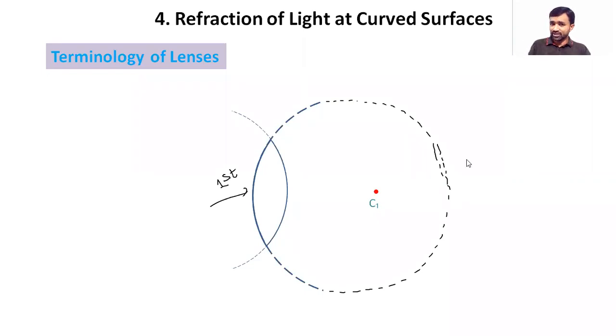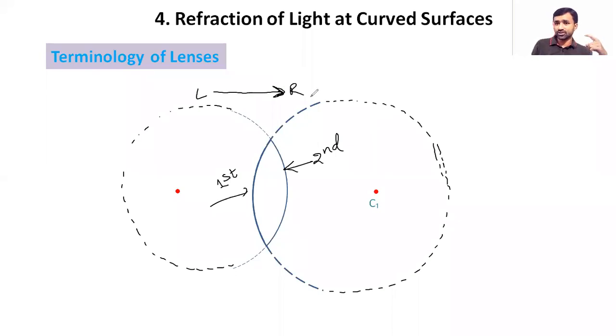Then I imagine this as a complete sphere now. Where will its center be? Towards the left side, and this surface is the second surface of the lens, right? Here I always follow the direction we follow for writing in our notebooks, left to right. So the left surface is the first surface, the right surface is the second surface, and its center is located on the left side, so I name it C2. Are you clear?